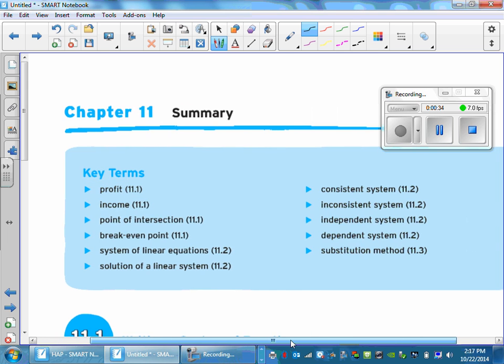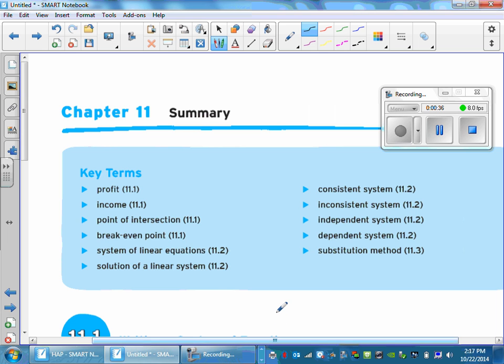Okay, so Chapter 11 is going to be a review for the most part, but a couple things we're going to make sure that we're solid on before we move on. So profit, income, point of intersection, break-even point, system of linear equations, solution of linear system, and so on. Dependent, independent systems, inconsistent, and substitution method.